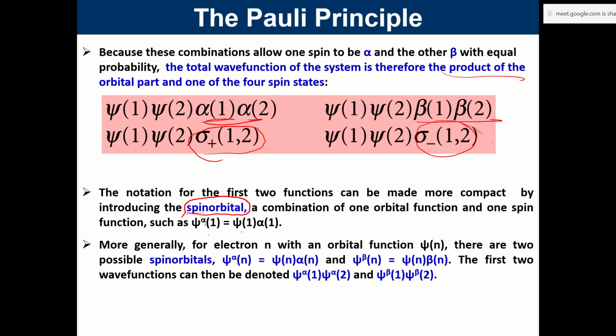So in general we write the spin orbital wave function as the nth electron having alpha as the spin state and psi as the orbital state. We write it like this. If it is in beta state, we write beta as the superscript. Okay, so we can then write this thing over here.